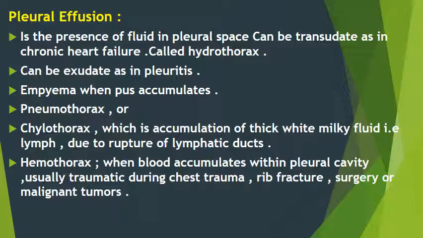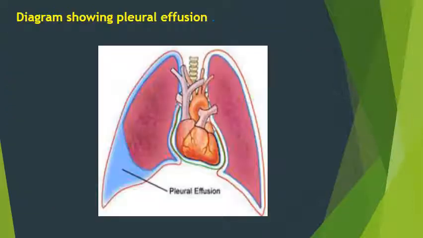Pneumothorax is air in the pleural space. Chylothorax is accumulation of thick white milky fluid, that is to say lymph, especially when there is rupture of the lymphatic duct. When blood accumulates as a result of trauma, for example fracture of the rib, or sometimes seen in malignant tumor or during surgery, it is called hemothorax.